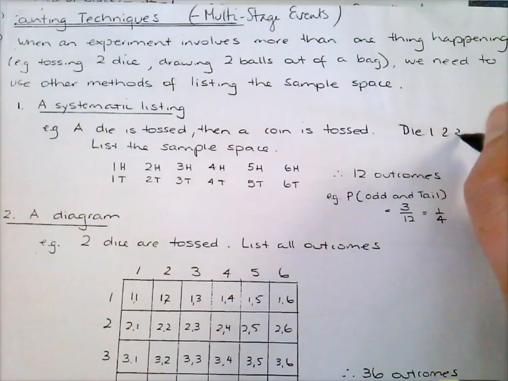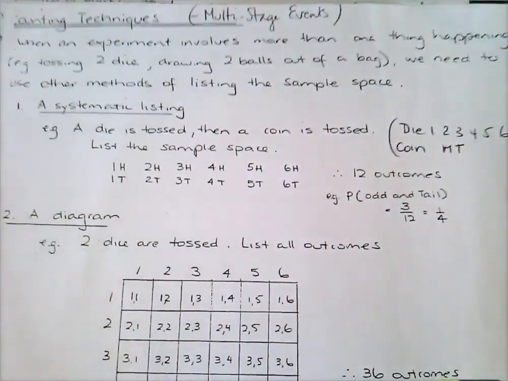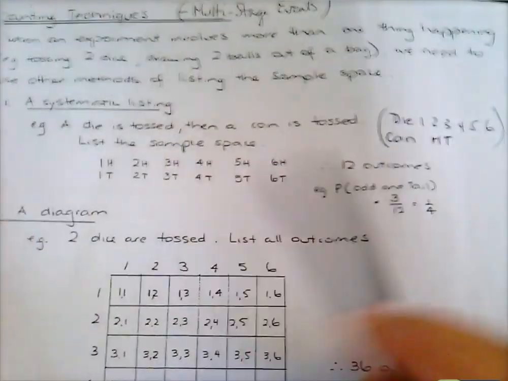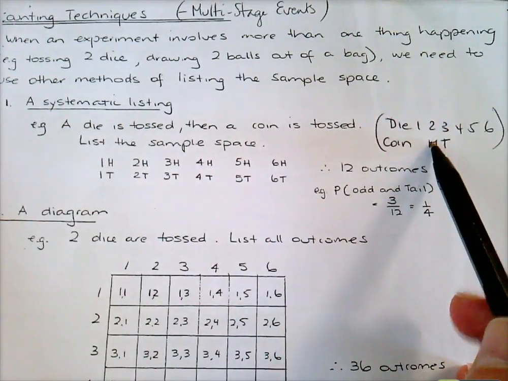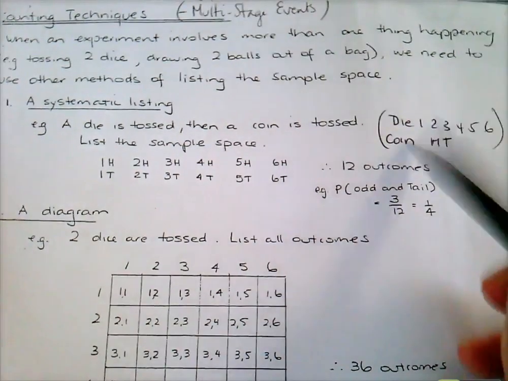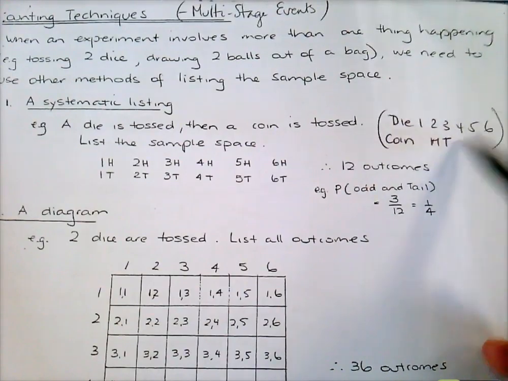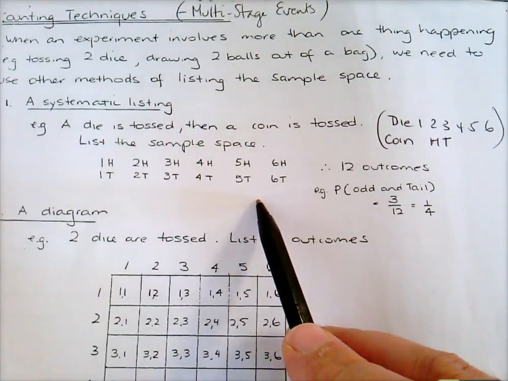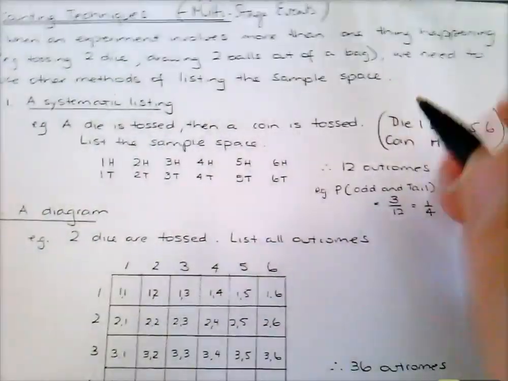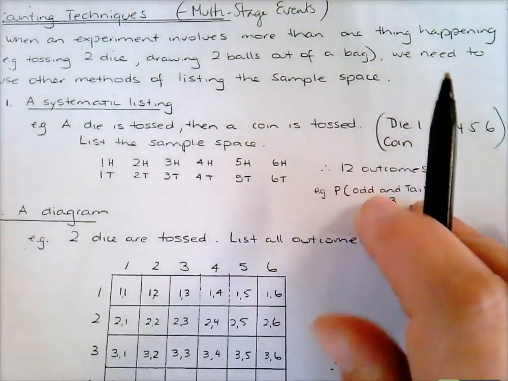For example, if I toss a die and toss a coin, with the die, you can get 1, 2, 3, 4, 5, 6. Or with the coin, you can get heads or tails. Now, you can do this in a tree diagram if you want, but sometimes the tree diagram gets too big. You can just match up the head with each of those: a one and a head, a two and a head, three head, four head, five head, six head, and match up each of those with the tail: one tail, two tail, three tail, four tail, five tail, six tail. That is a systematic listing. So therefore, we've got 12 outcomes.